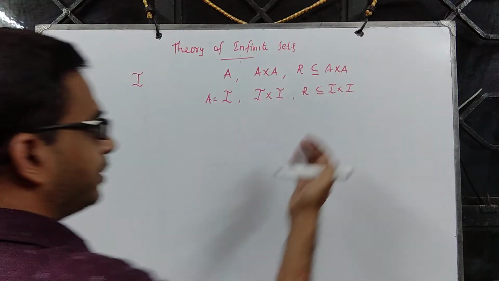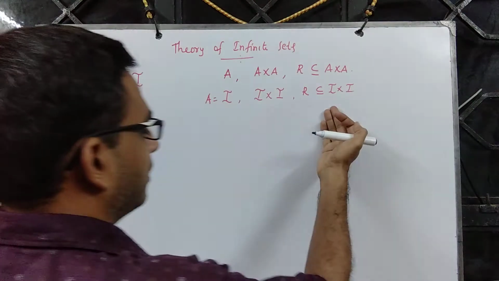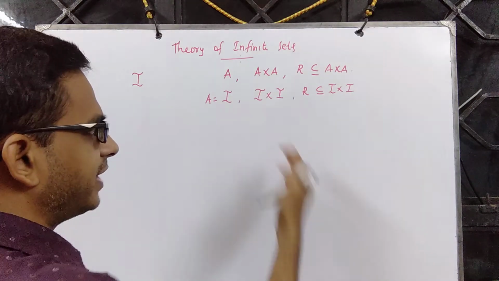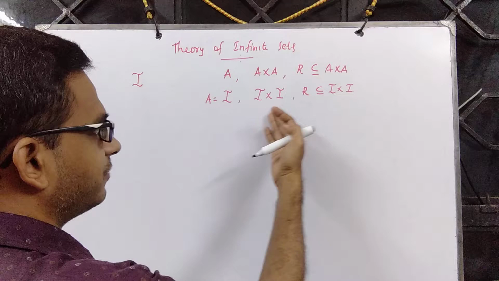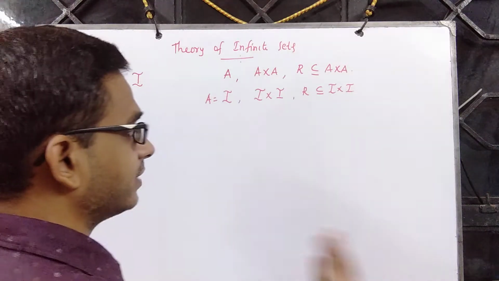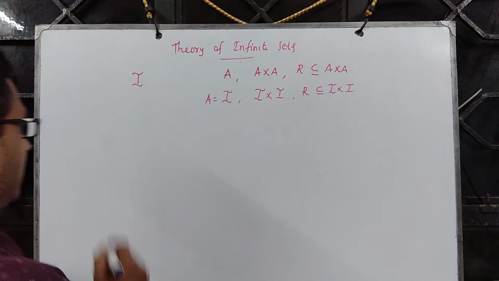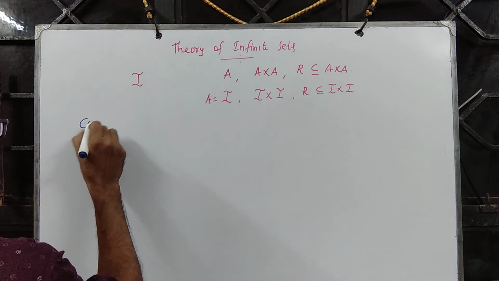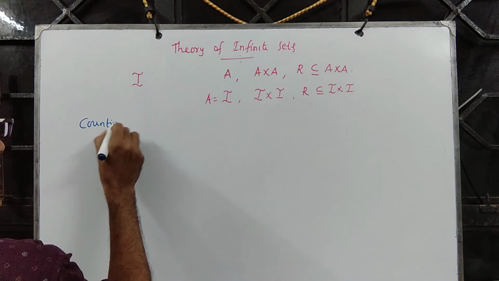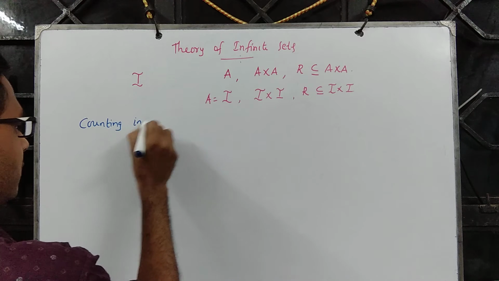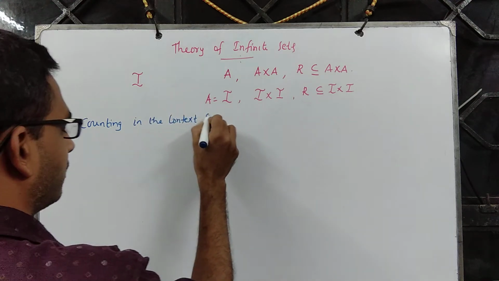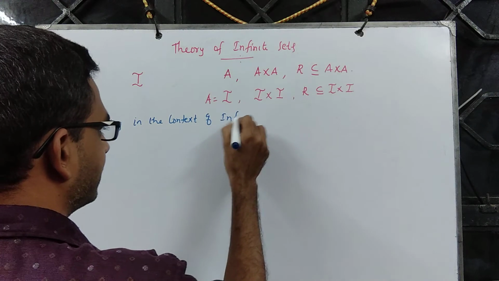So to count how many relations are possible, what is the size of the cross product, simple answer is this is infinite, this is infinite. But can we say something beyond? So that brings the following. Counting in the context of infinite sets.